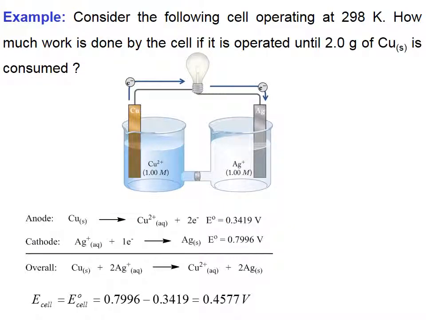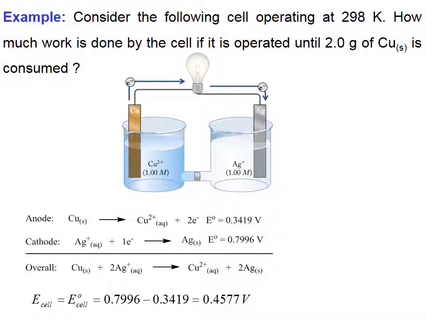So let's have a look at this cell. It's our copper-silver cell, and electrons are going to flow from the copper electrode into the silver electrode, reducing silver plus. And then it asks how much work is done by the cell if it is operated until 2 grams of copper solid is consumed.